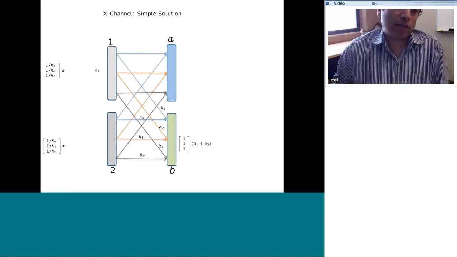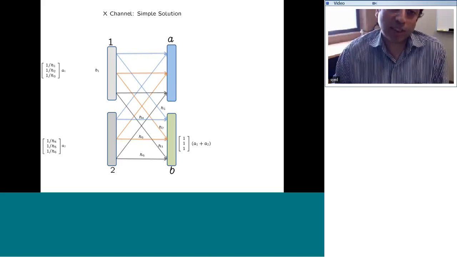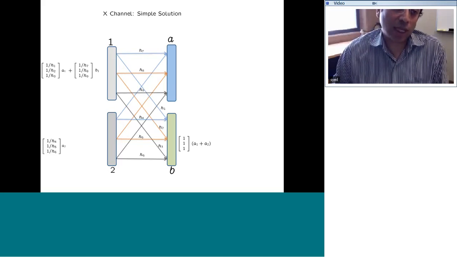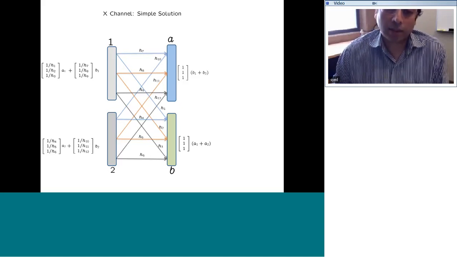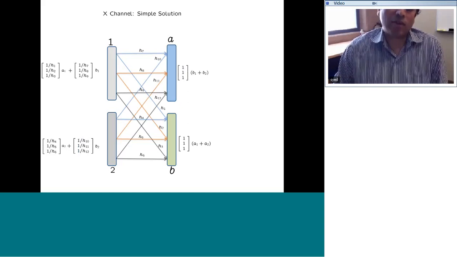You can do the same thing with B1 and B2 as well. So B1 is undesired at receiver A, so you could just invert that channel. B2 is also undesired at receiver A, so you could invert the corresponding channel, choose that as the beamforming vector, and that would align B1 and B2 at receiver A.